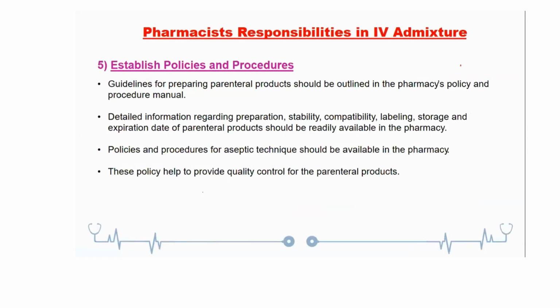One of the most important roles of pharmacists in the IV admixture unit is to establish policies and procedures. Guidelines for preparing parenteral products should be outlined in the pharmacy policy and procedure manual. Detailed information regarding preparation, stability, compatibility, labeling, storage, and expiration date of parenteral products should be readily available in the pharmacy. As well, policies and procedures for aseptic technique should be readily available and accessible in the pharmacy.